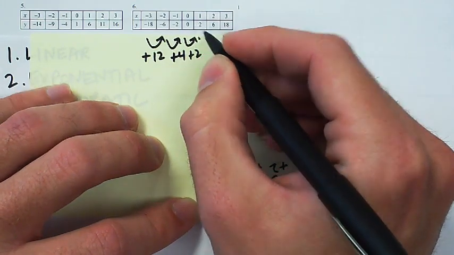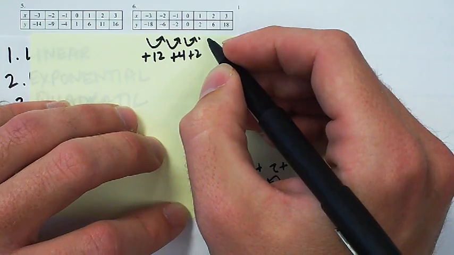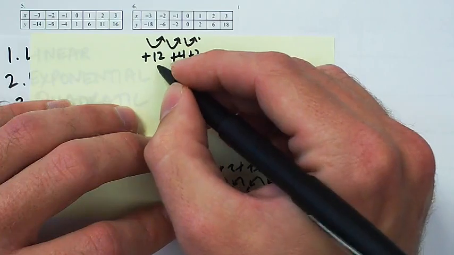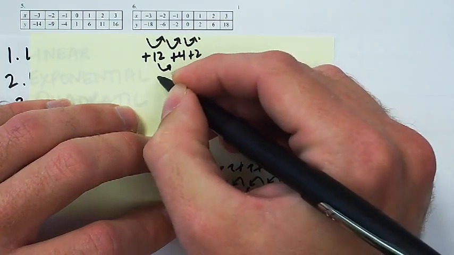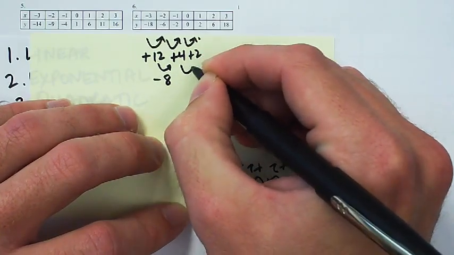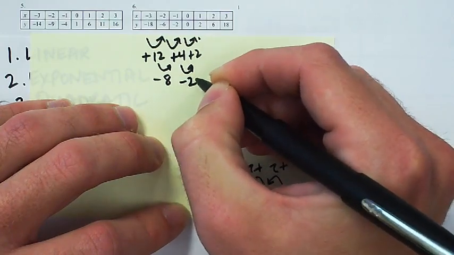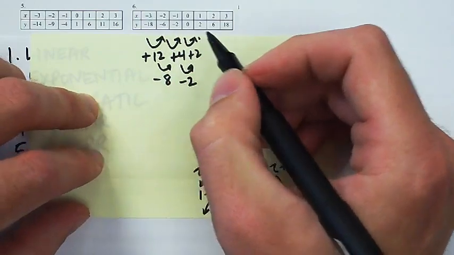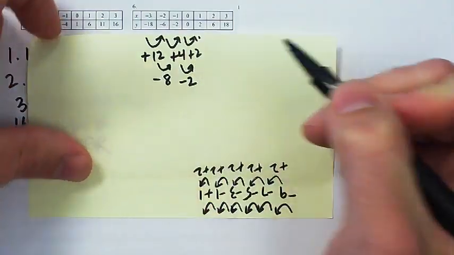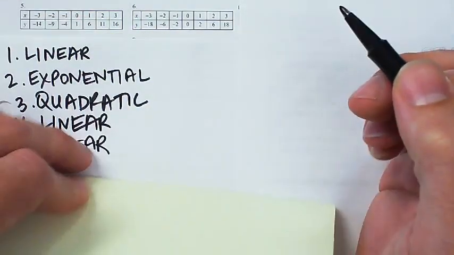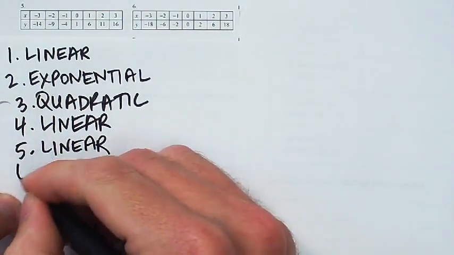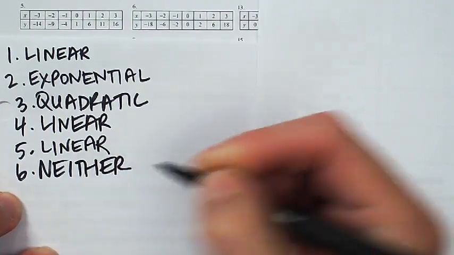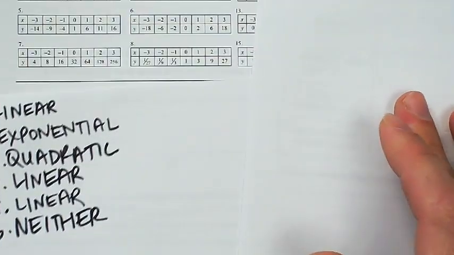Then wait a second. I guess this is going to be a neither, because there, I went down by 8, and then there I went down by 2. Yeah, so I don't have a constant second difference. There's no sort of multiplier I'm multiplying by each time. We can see that the first differences are not constant, so it's going to be none of the above. This one is neither.